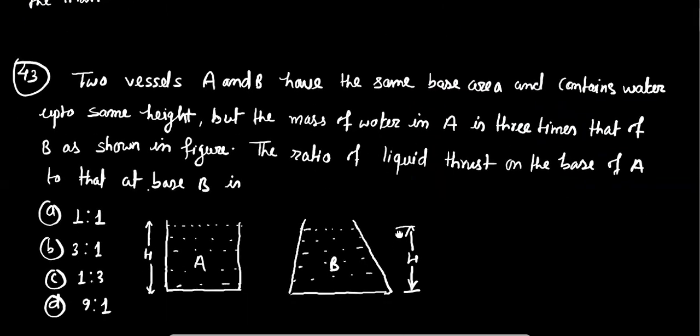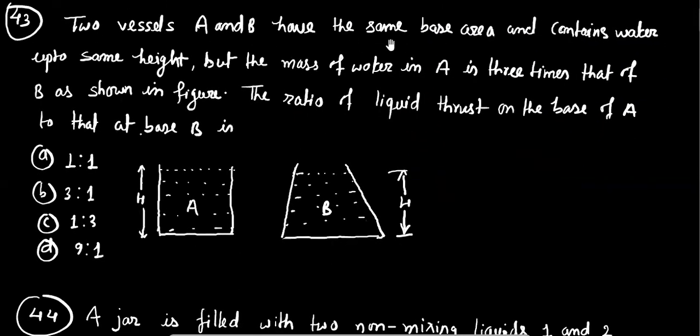Now we are going to discuss question number 43. Two vessels A and B have the same base area and contain water up to the same height, but the mass of water in A is 3 times that of B, as shown in the figure. The ratio of liquid thrust on the base of A to that of B is. So we have to find the pressure exerted by the liquid in the two vessels on its surface. And as we know, pressure exerted by the liquid is the product of h d g.